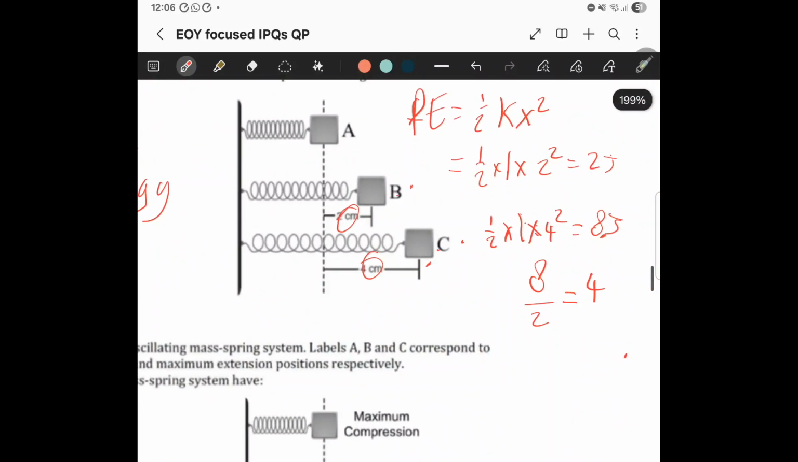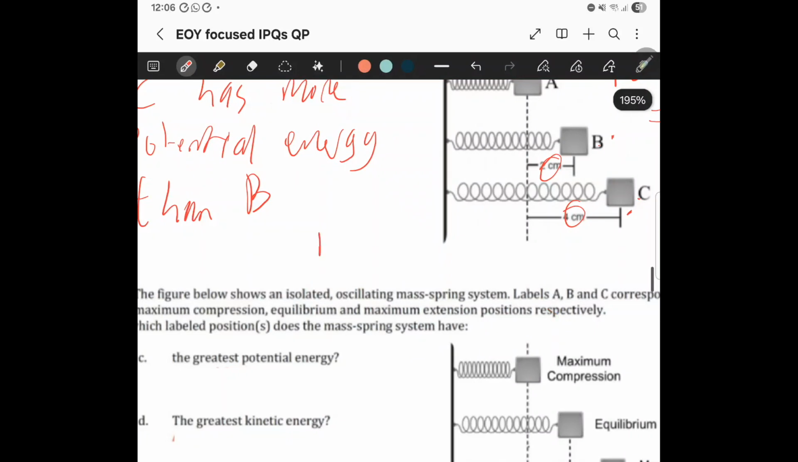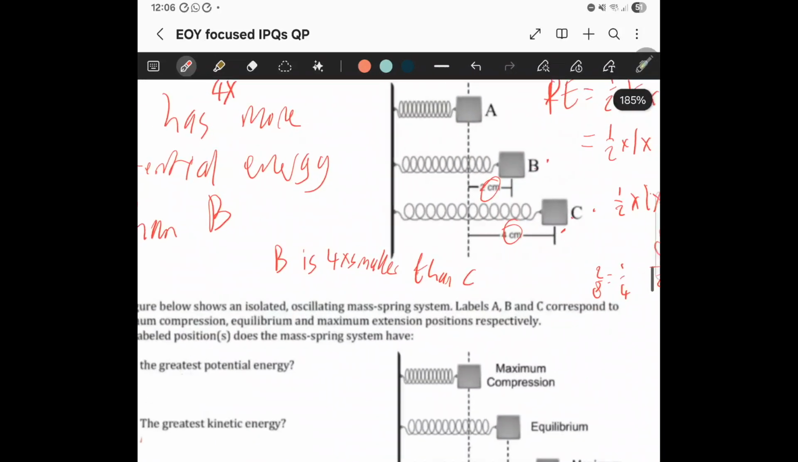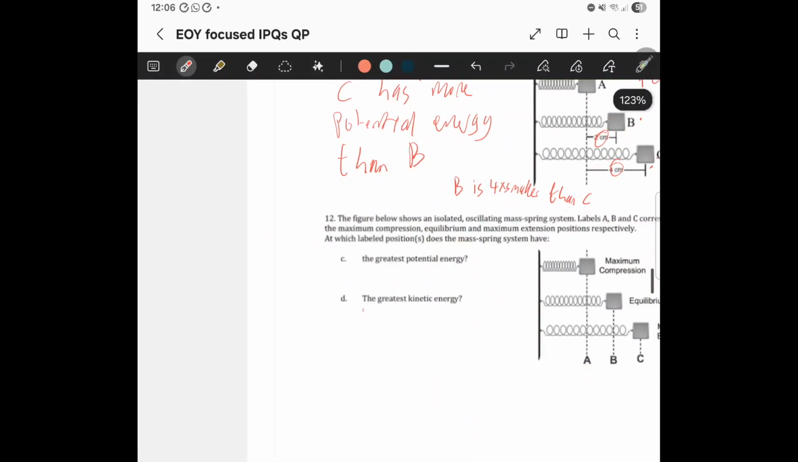It's 4 times bigger. If you want to be awkward, you could say B is 4 times smaller than C. If you were to do 2 over 8, for example, you get 1 over 4. It's a quarter, basically, of C. It depends on which one you put up, which one you put down.